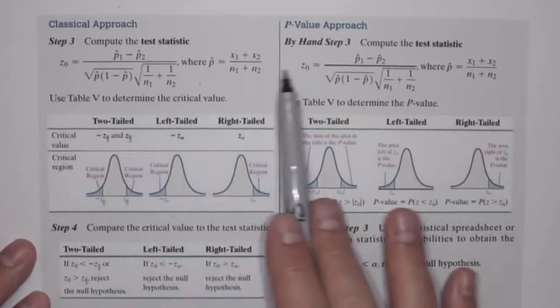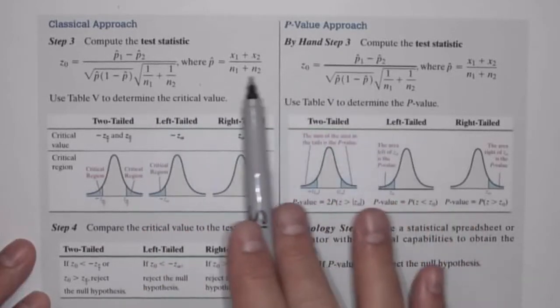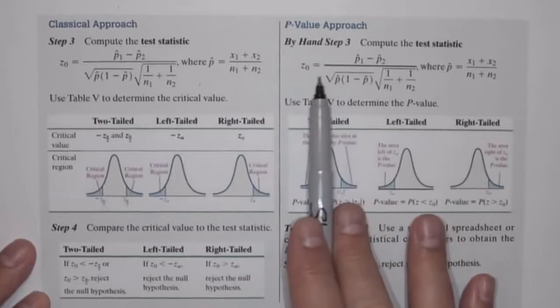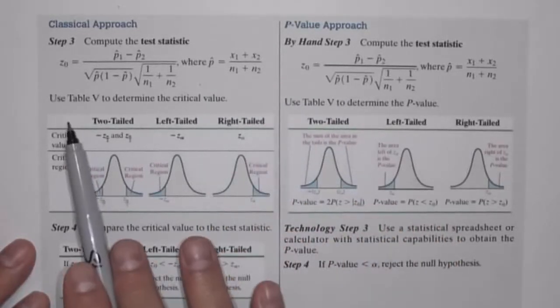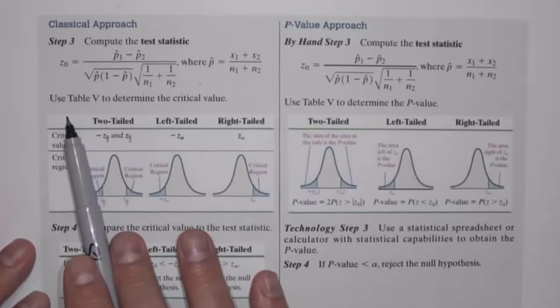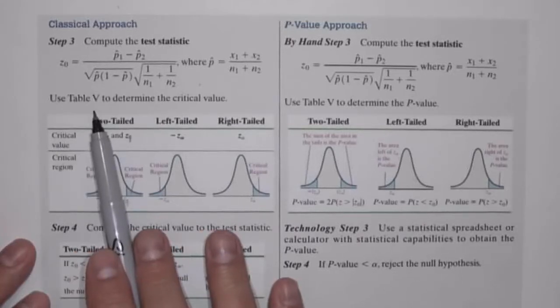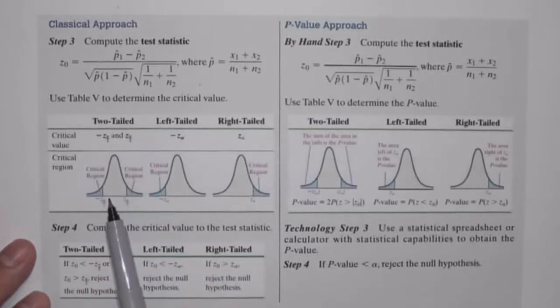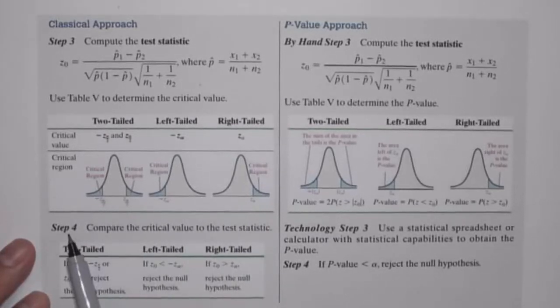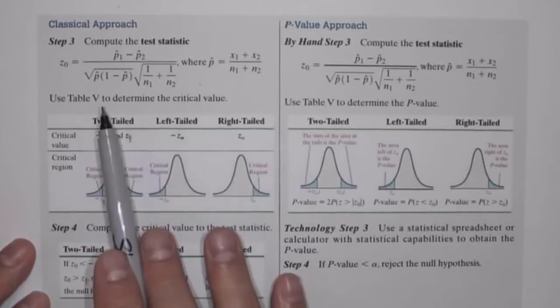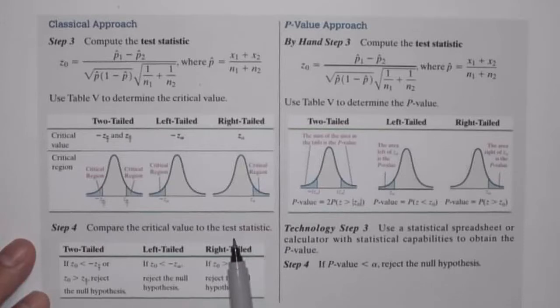Now again, whether we're using the p-value approach or the classical approach, either one, we're going to calculate that test statistic. Now, if we're using the classical approach, we're going to use the standard normal table to determine the critical values, depending on whether we have a left-tailed, right-tailed, or two-tailed test, and depending on the level of significance. And then step 4, we're going to compare our critical value to the test statistic, or again, I prefer to think of that as the other way around. We're going to compare the test statistic to the critical value.